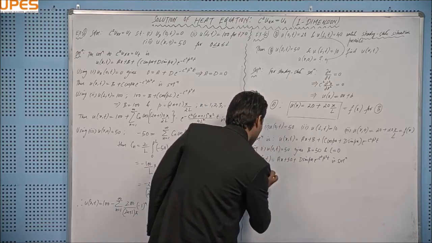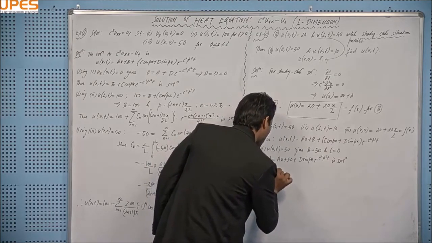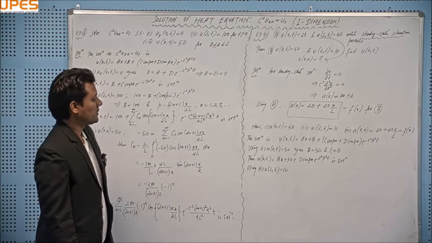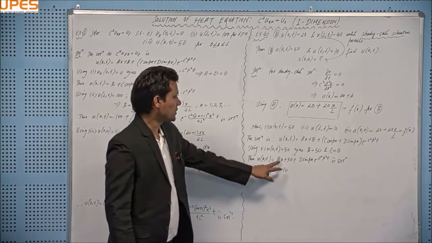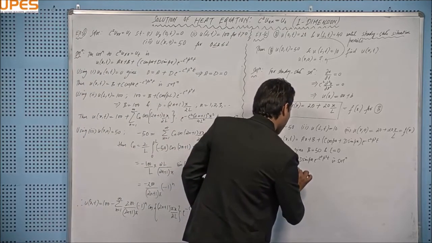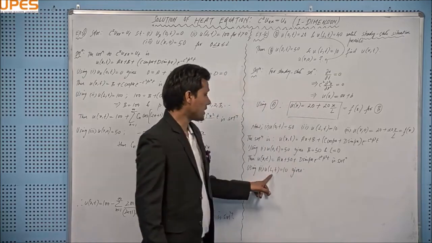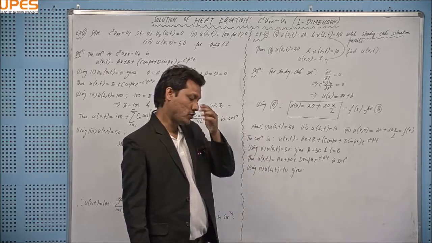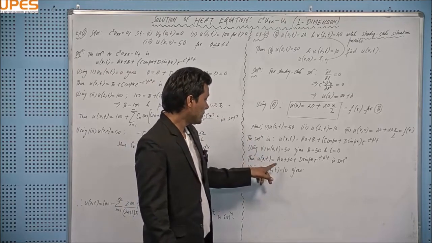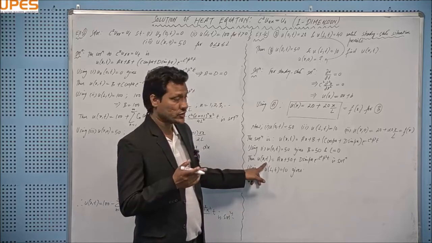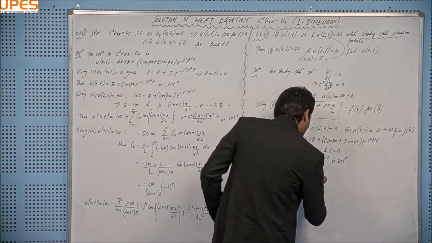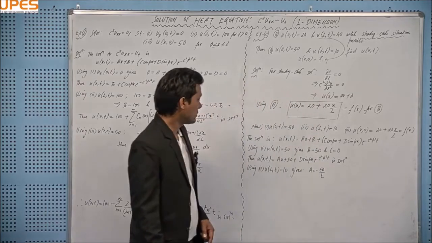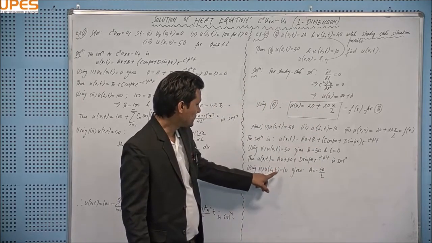Using the second condition, that is u(L,t) equal to 10, then putting L here, aL plus 50 equal to 10, and that will give me the value of a: 10 minus 50, that is minus 40 over L. Yes, a is equal to minus 40 over L, if I am not wrong.